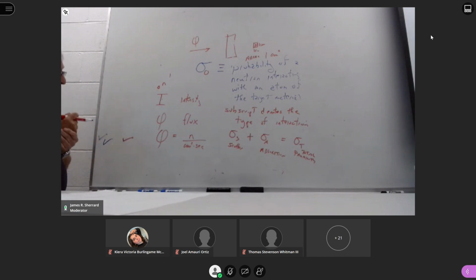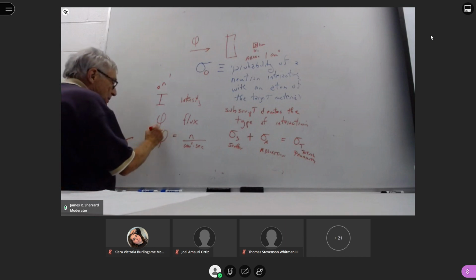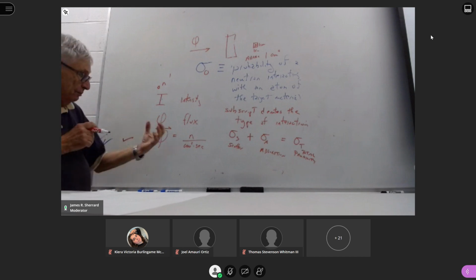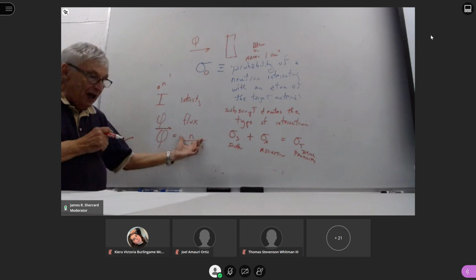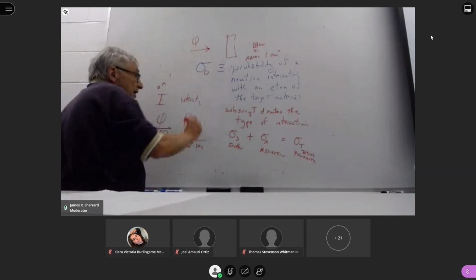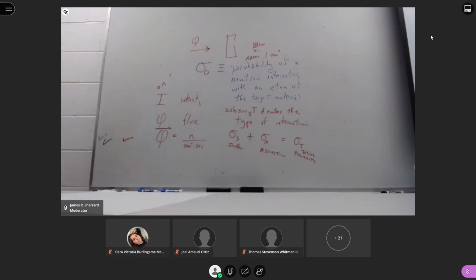But this is the definition of flux. Flux is a vector quantity, so to be precise, I should put a little hat on it, because it has both a magnitude, which will be the number that you have here, and it has a direction. For example, in this case, it is heading toward the target.